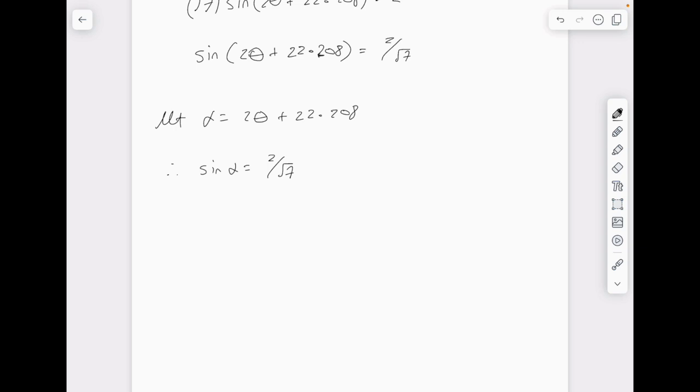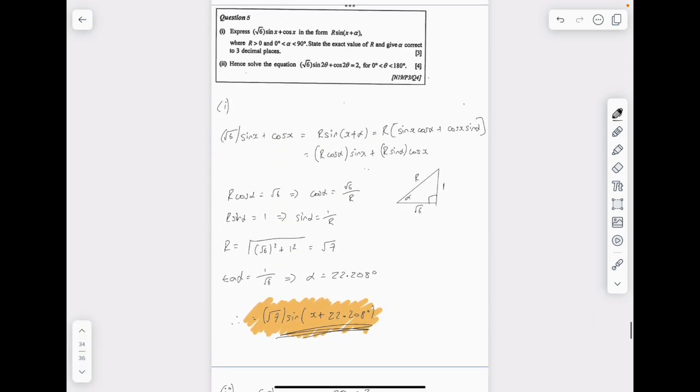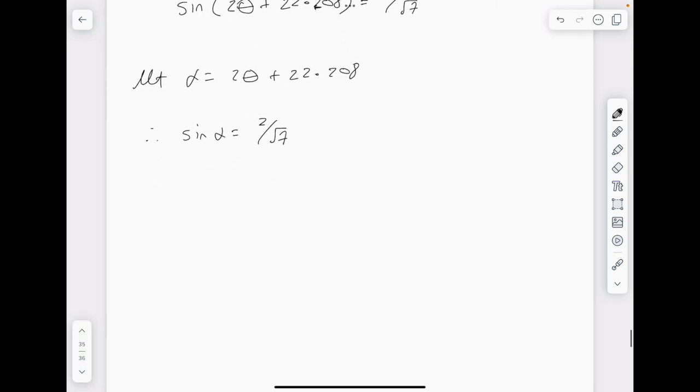So if I then go to my calculator and I say, all right, I want to find the inverse sine of 2 over root 7. Okay, what's that going to give me? Well, that's going to give me 49.1 degrees. More correctly, since they want it in 3 decimal places, it's going to be 49.107.